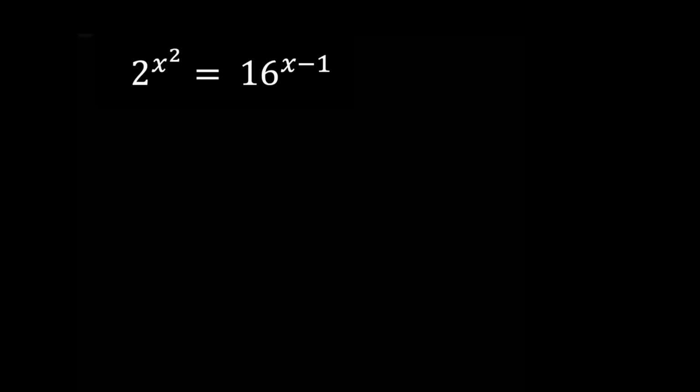This question is very simple. So 2 exponent x squared equals 16 exponent x minus 1. So how do we solve this? This is an exponential equation.